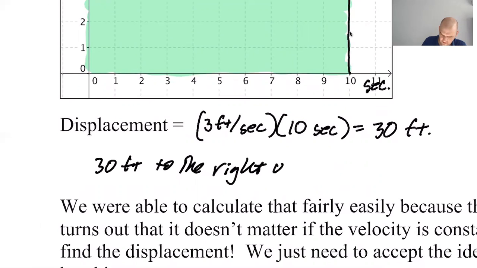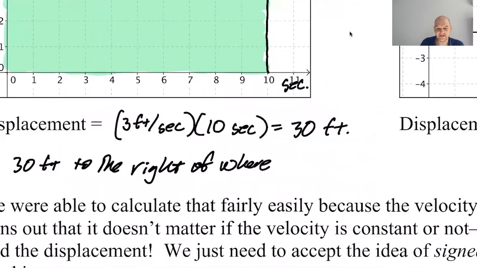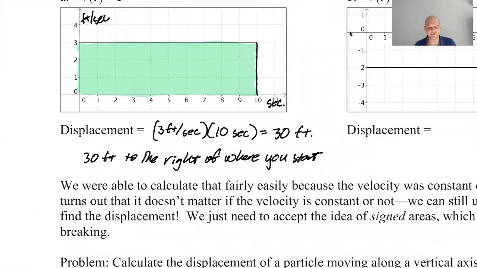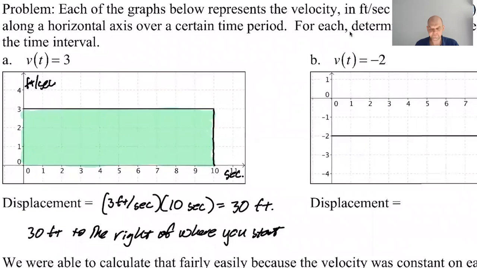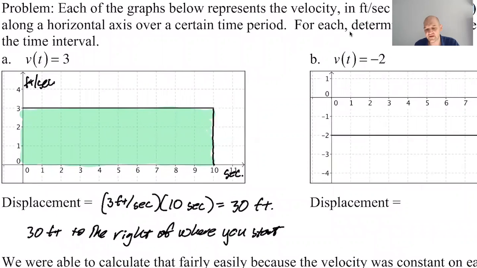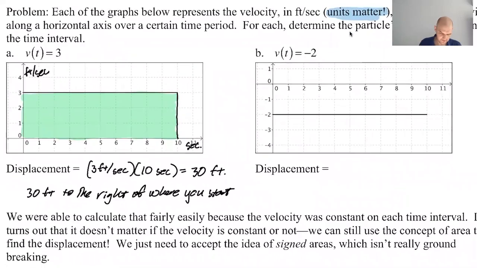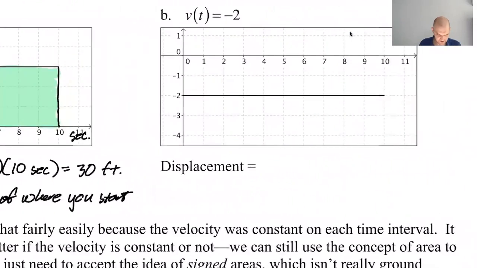If you remember when we did velocity and acceleration, we talked about displacement. Positive means you're either to the right or moving up. Negative means to the left or moving down, conventionally. So let's see if we can do the next one. This gave us 30 feet to the right of where we started.